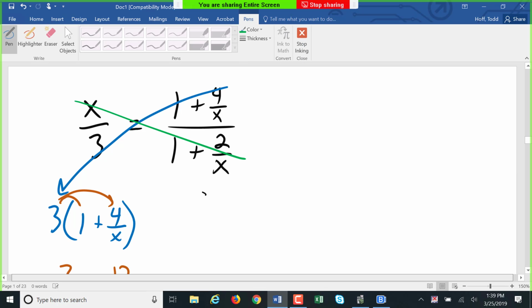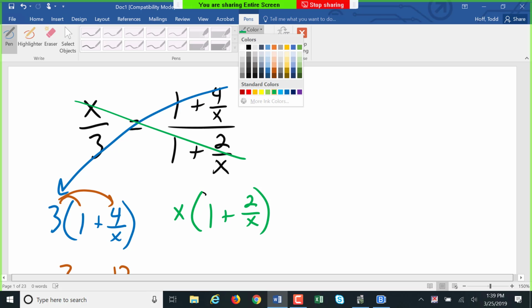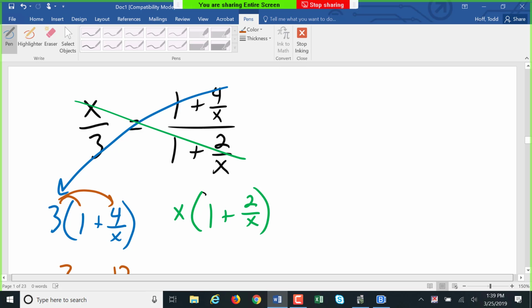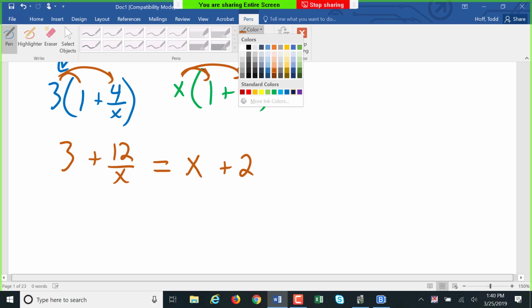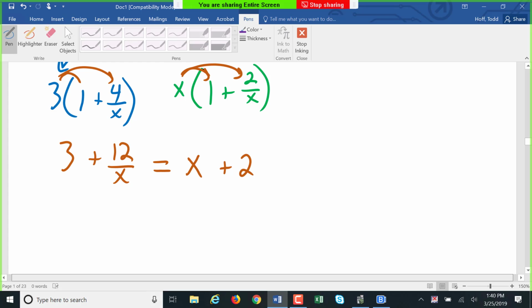Going in this direction, x times 1 plus 2 over x. It's actually even simpler. X times 1 is just x. X times 2 over x is just 2. Now we still have a little bit of work to solve this equation. What are we going to have to do here? Multiply the whole equation by x.